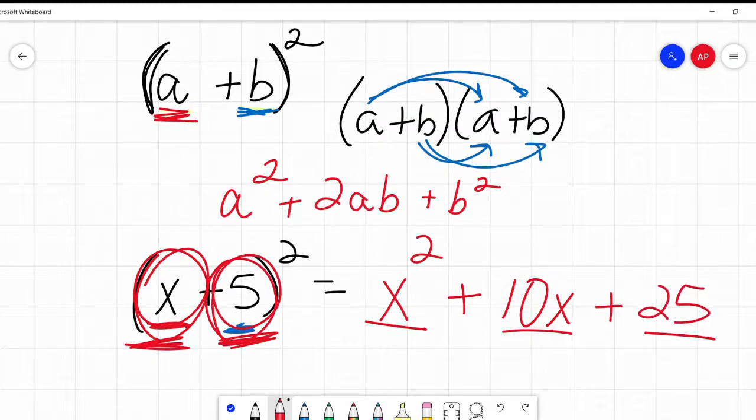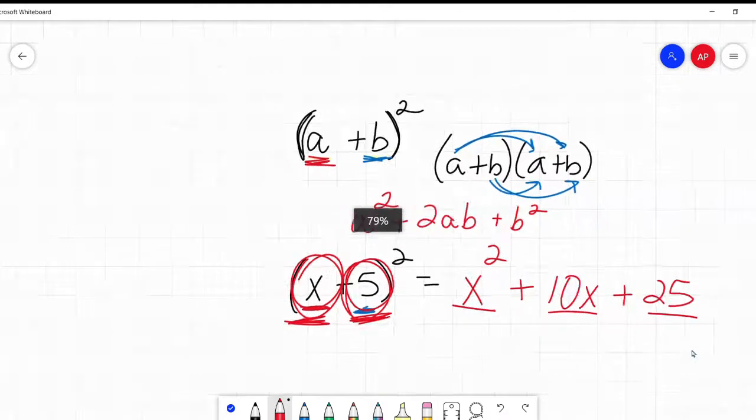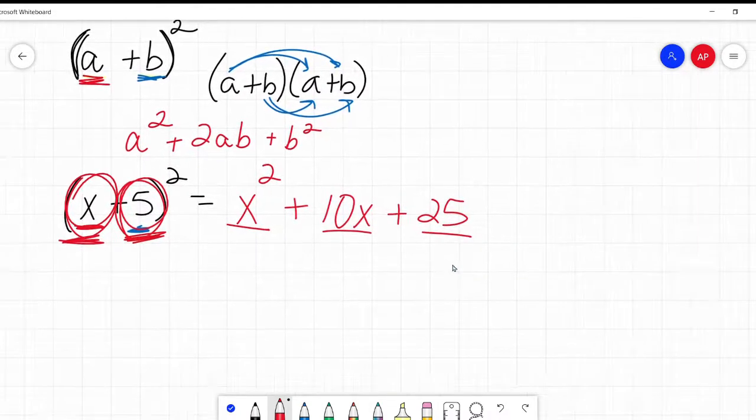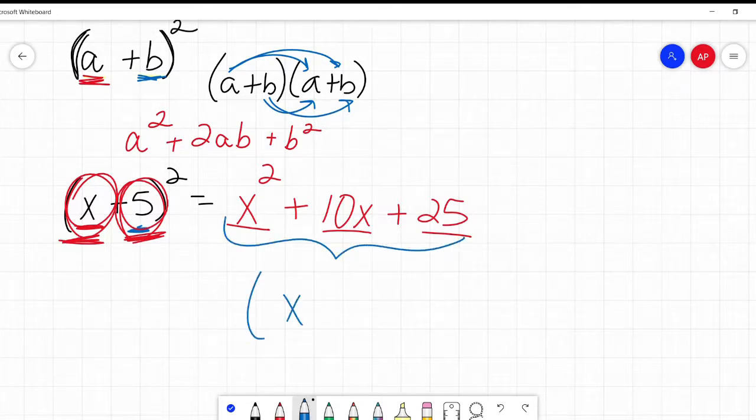So if I know that pattern, I don't have to do FOIL. I can just write it out. And this is a perfect square. (x plus 5) squared creates this. Completing the square is about having this knowledge and working backward from it to get from this back to (x plus 5) squared. How are they connected? And we're going to need this information in order to complete the square in a minute.